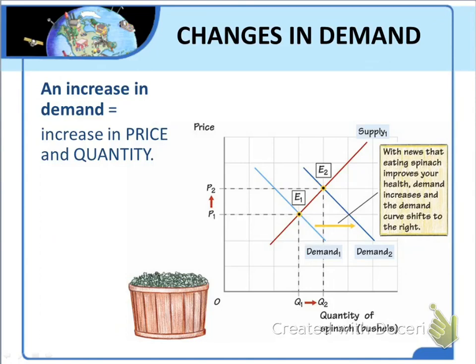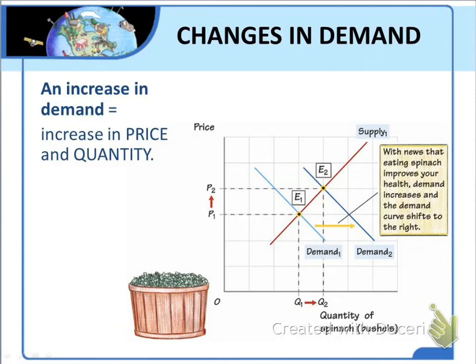After the shift, the quantity of spinach demanded at the old price of P1, this quantity right here, is greater than the quantity that would be supplied at that particular price, which would be right here. The quantity of spinach demanded at the old price, if you look at P1, will be right here at this point.